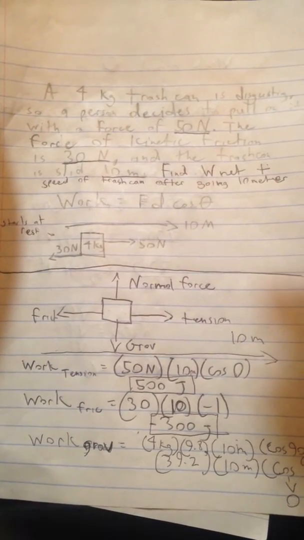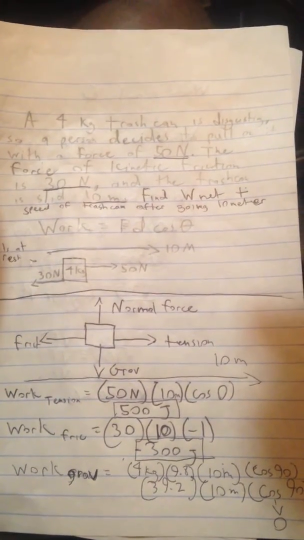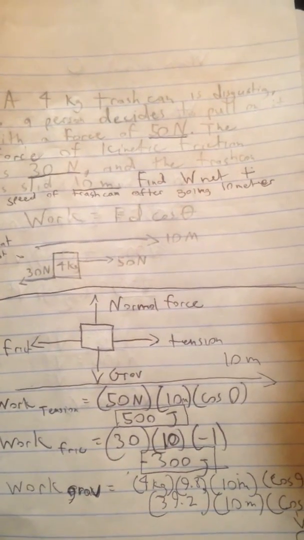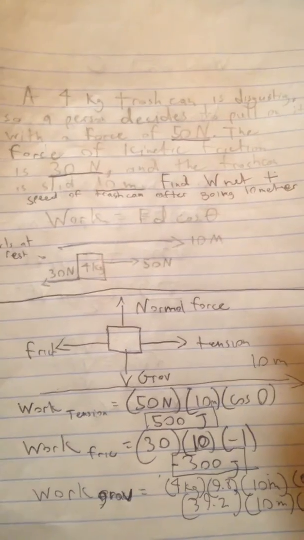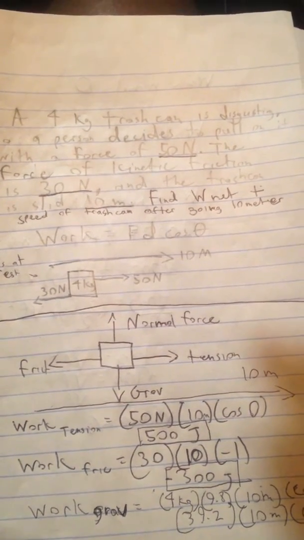A 4 kilogram trash can is disgusting, so a person decides to pull on it with a force of 50 newtons. The force of kinetic friction is 30 newtons, and the trash can is said to be at rest. The trash can is slid 10 meters. Find the net work and the speed of the trash can after going 10 meters.